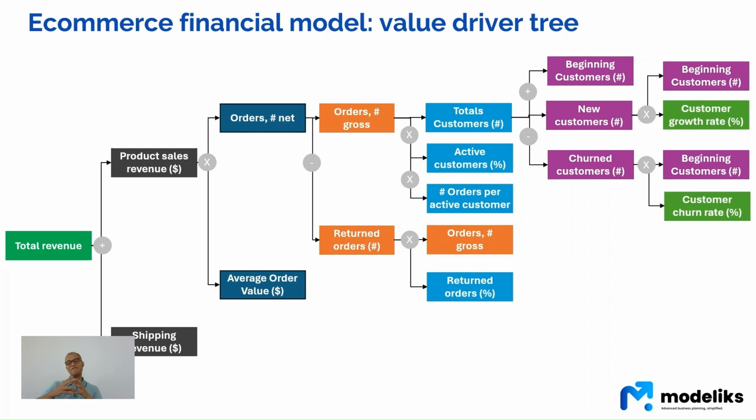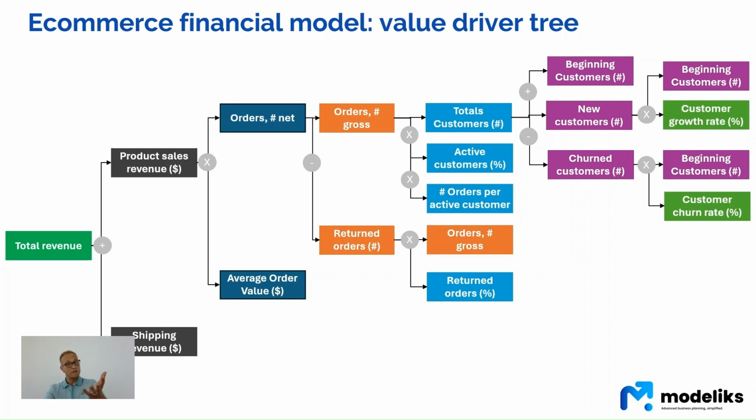So this is the value driver tree, or the calculation logic, for the product sales revenue. It is important to build the product sales revenue based on this level of detail, based on the drivers that actually have an impact on the product sales revenue. Because once you build your revenue projection based on the drivers that have the highest impact on your revenue, then you're able to manage your revenue projections better, and you're able to tweak parts of your operations in order to keep improving your product sales revenue.